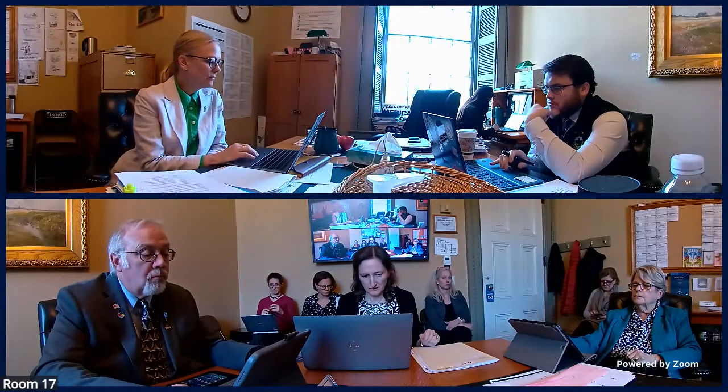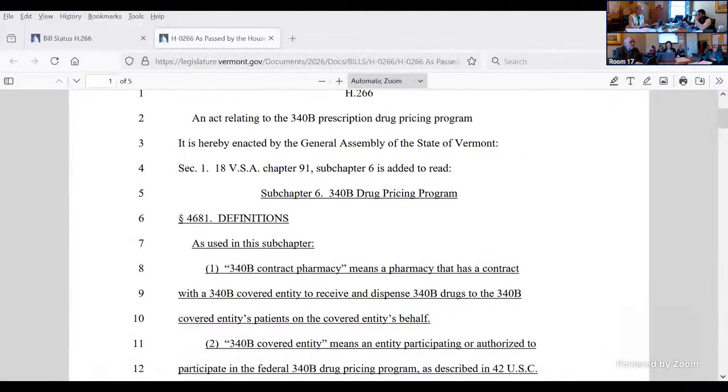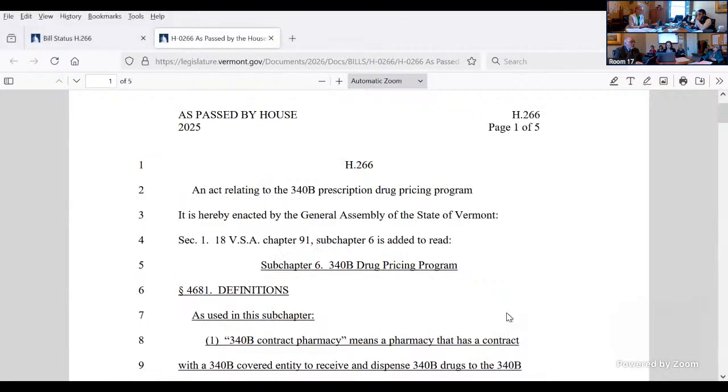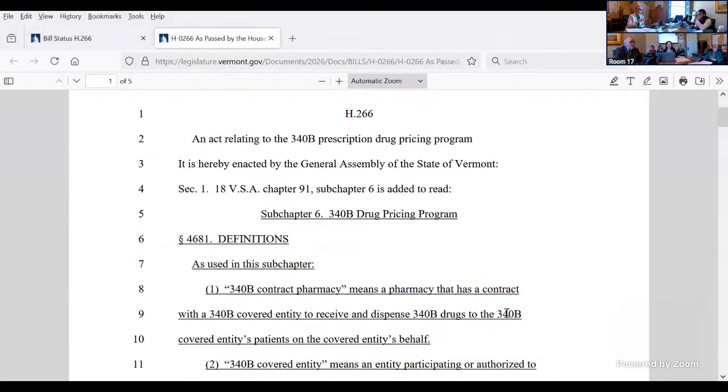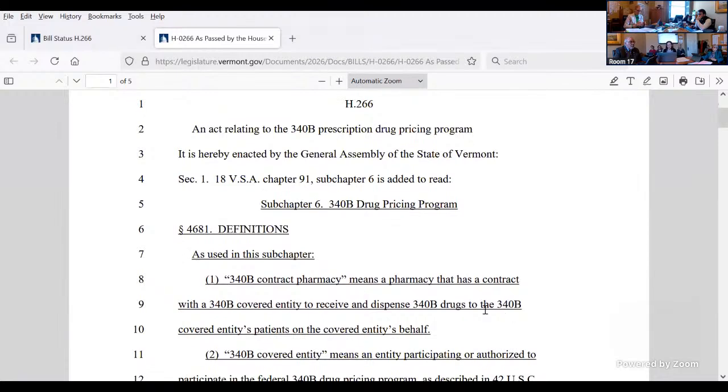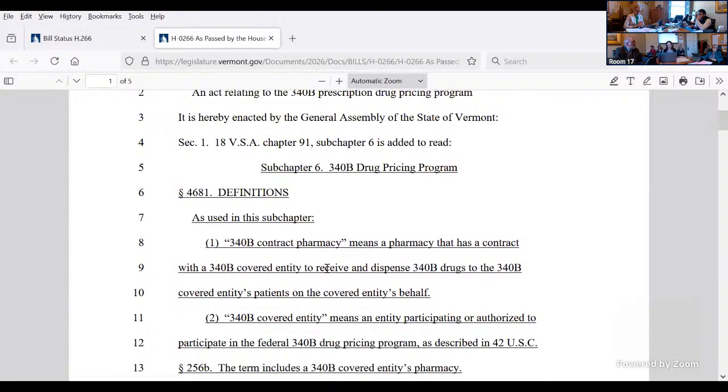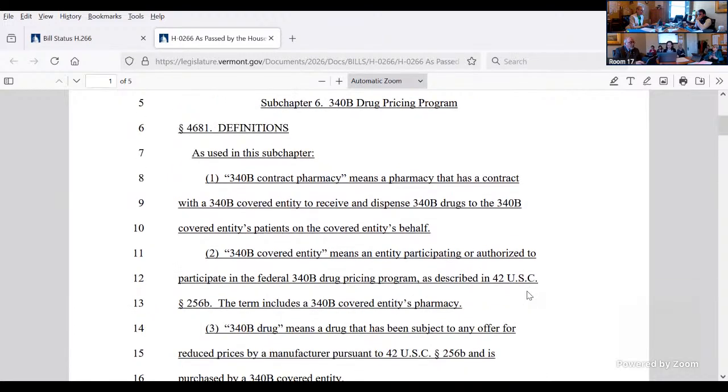So at this point, we are still looking at the as-passed-by-House version of H.266. Right, so this is the 340B prescription drug pricing program. Section 1 adds a new subchapter in Title 18, Chapter 91, which is on prescription drug cost containment. This is regarding the 340B drug pricing program. I don't know if we need to go through the definitions again.